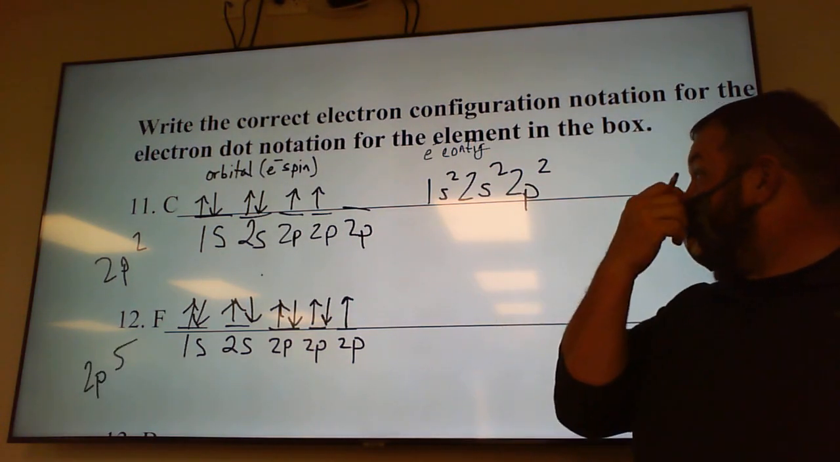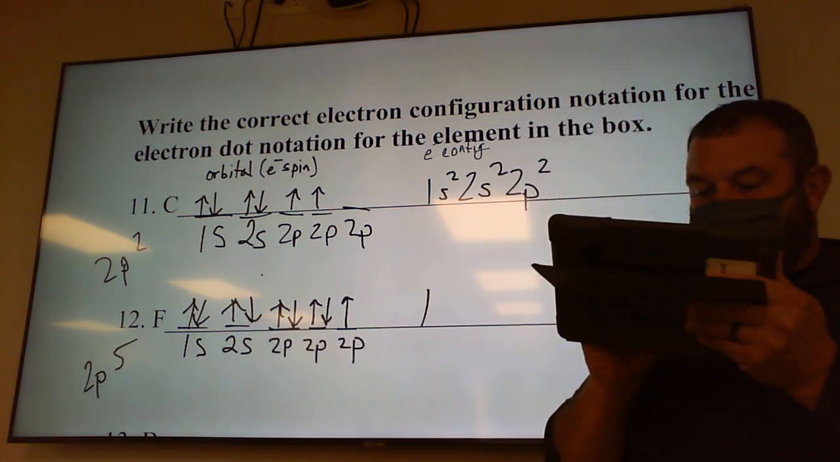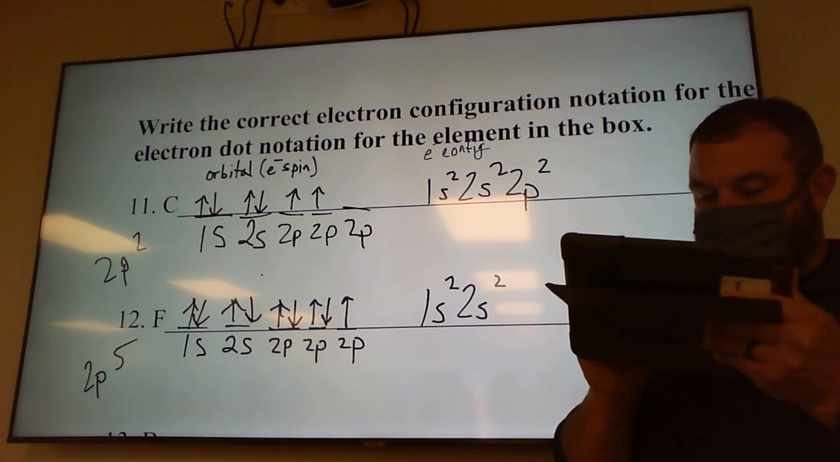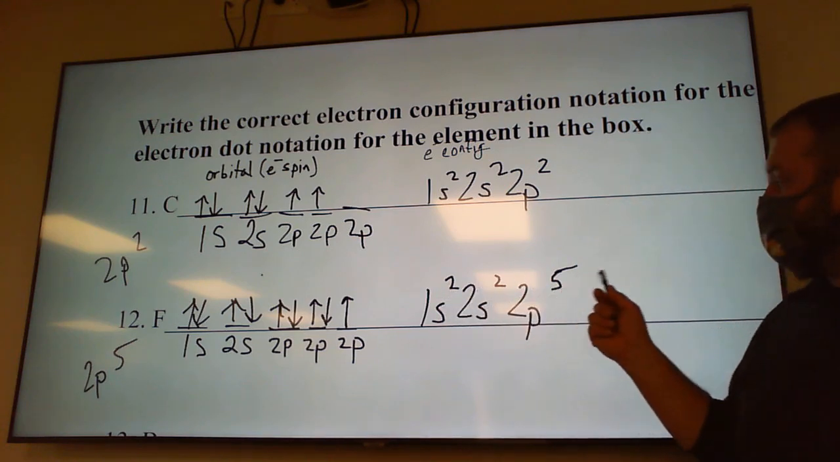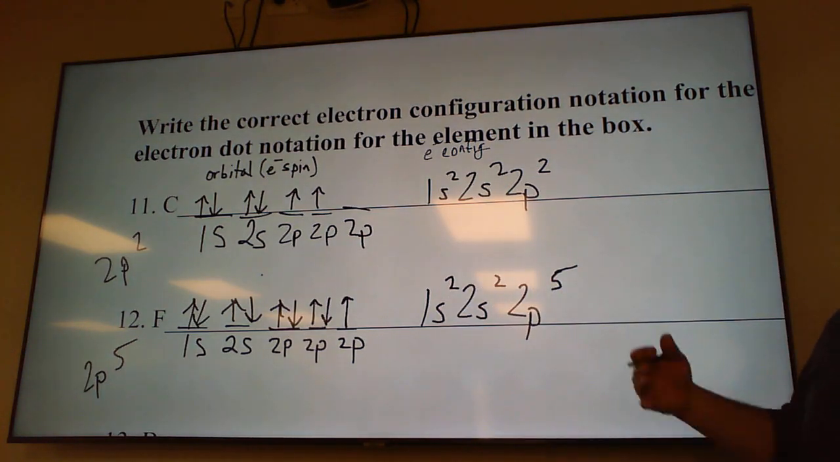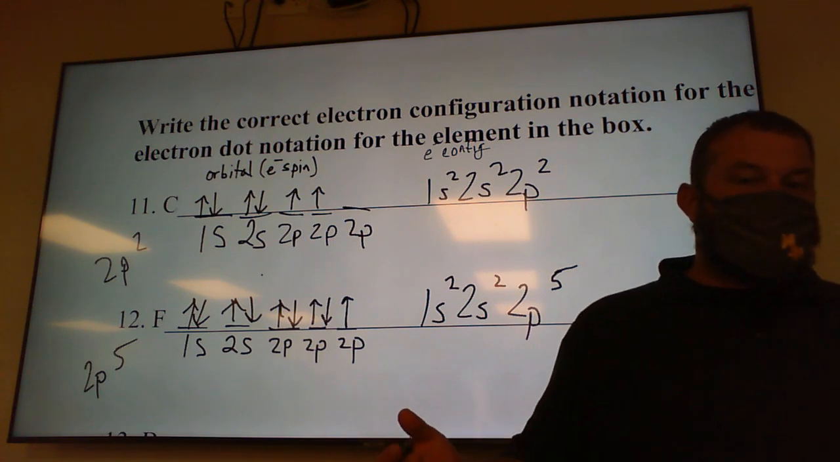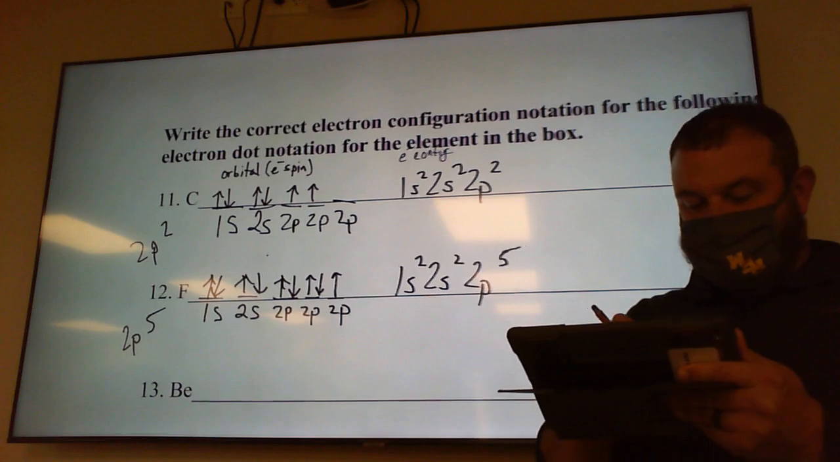So now I've got to figure out what orbitals I have and what's full. And I know 1s is full, so it's 1s2, 2s2, and then 2p5. If I add these up, 2 plus 2 plus 5, that gives me 9. Fluorine has 9 electrons. So you can see this is easier, and it's also quite a bit faster. Let's look at another one.